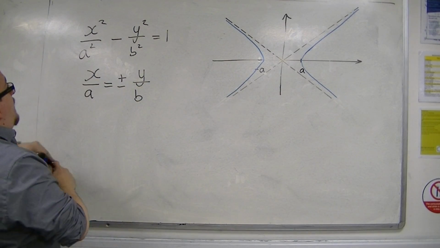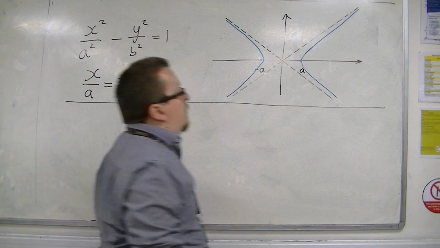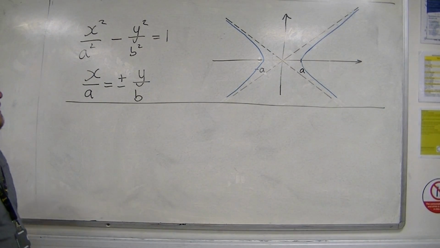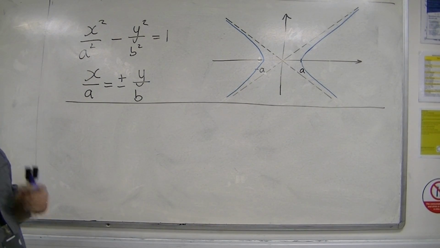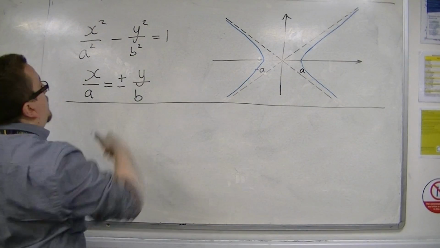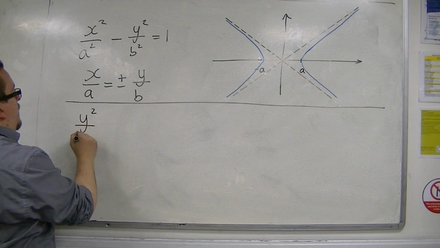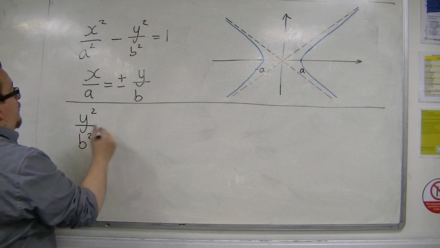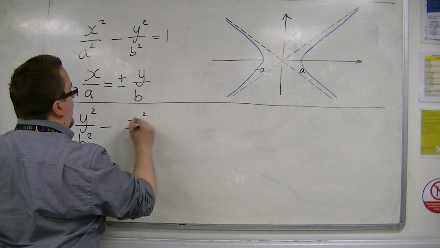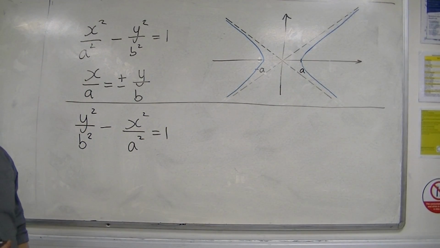Now, as you can see, that's one version of it. Now, there is a second version, because it could be that instead of x squared over a squared minus y squared over b squared equals 1, we could have the y's round the other way, so x and y round the other way. So y squared over b squared minus x squared over a squared is equal to 1. We could have it that way round.